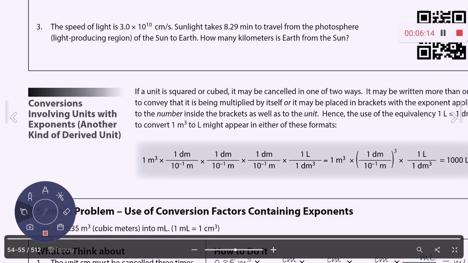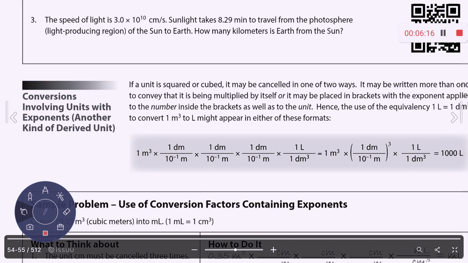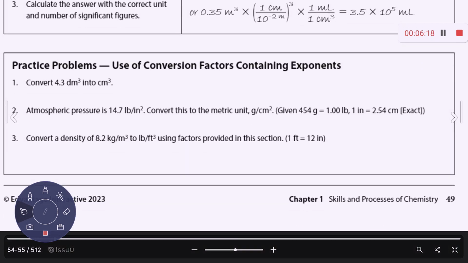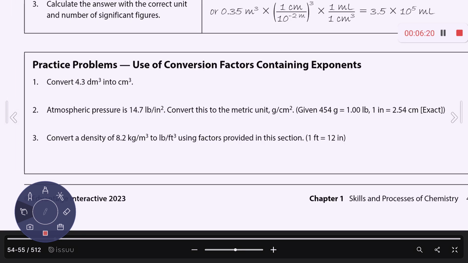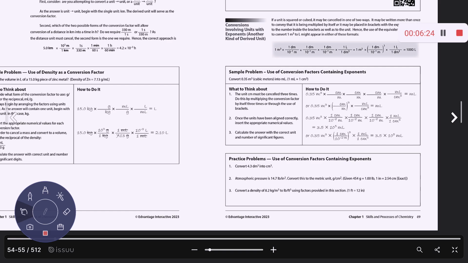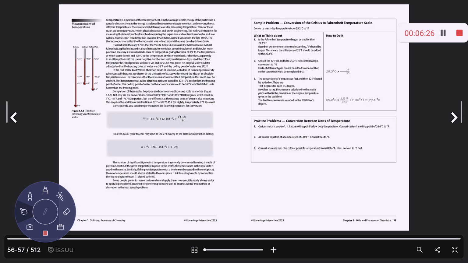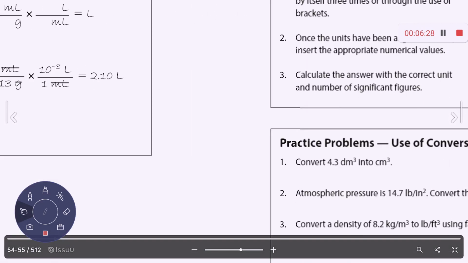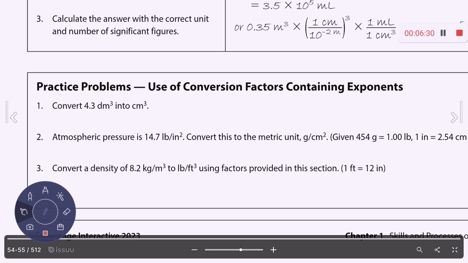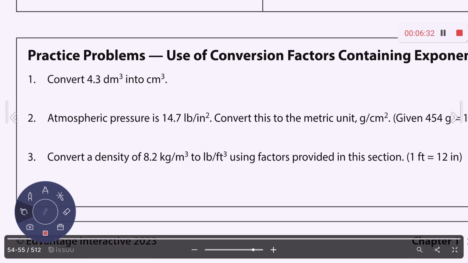All right, now we're going to go to unit conversions where we raise the unit to a power. And then let's see what's all after this. Temperature conversions. Okay, so we're going to go right here. Take a look at number 1. Ignore the cubed for a moment.